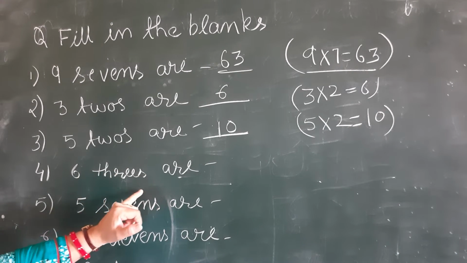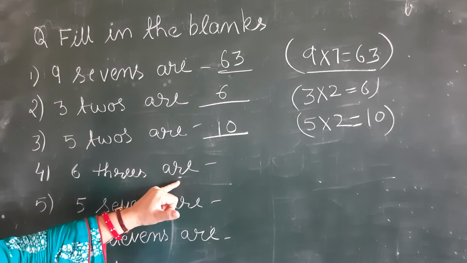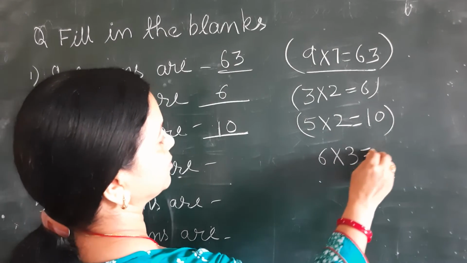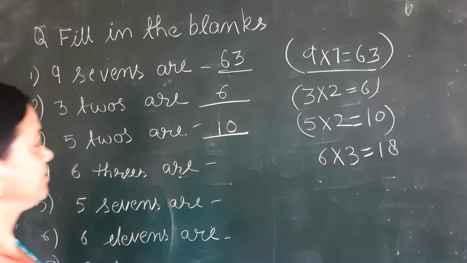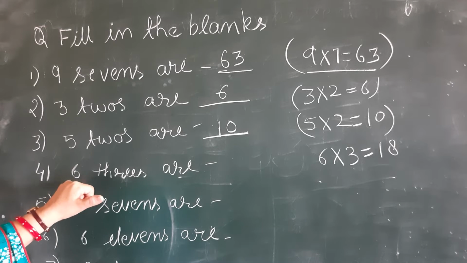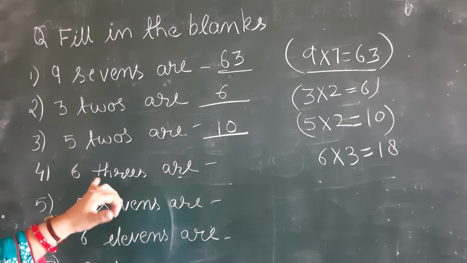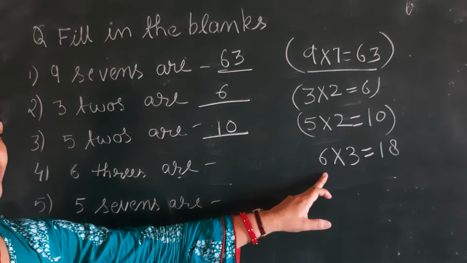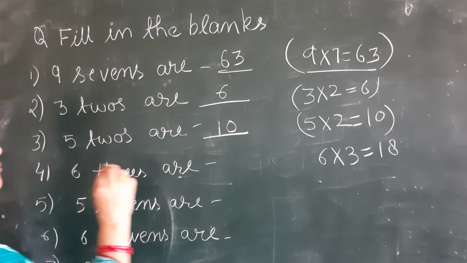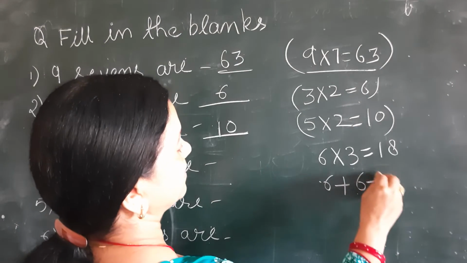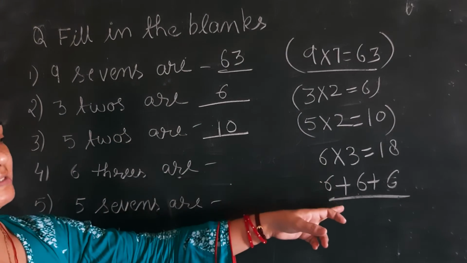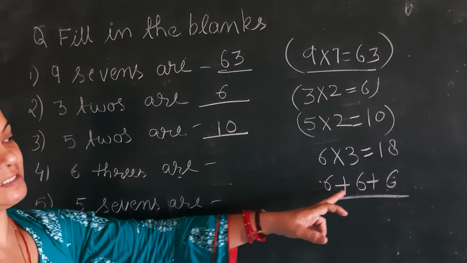6 3's are. So we will multiply 6 into 3. This just means 3 times 6. In multiplication form we will get the answer like this, but in addition form, 6 3's means we have to write 3 times 6, that is 6 plus 6 plus 6. We can also do it in this way. This is the multiplication form and this is the addition form. We can find our answer in this way also.